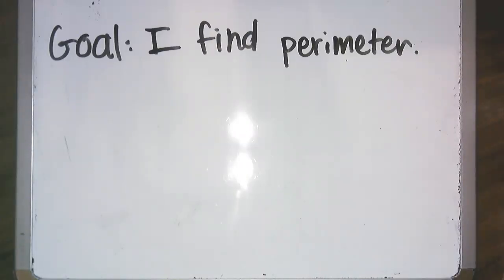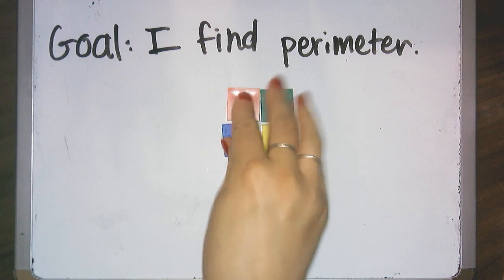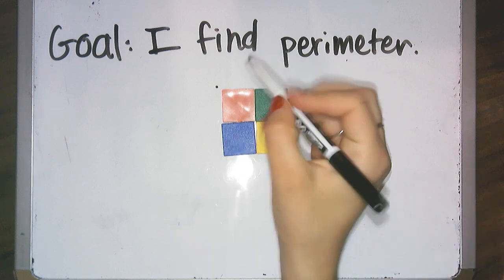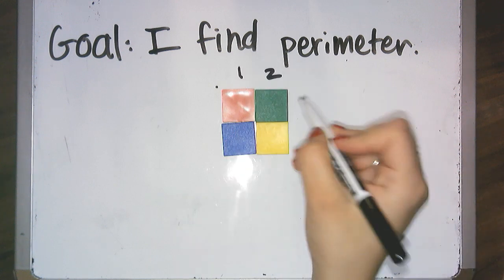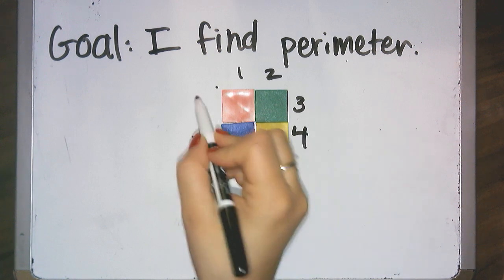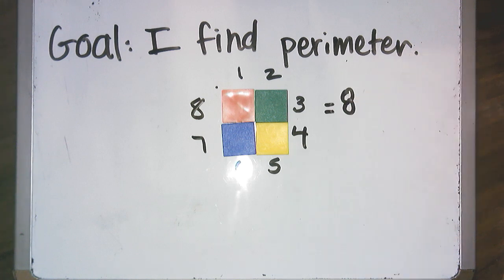Your goal today is to find perimeter. So we just did this in math review, and you'll remember, if we have an object, the perimeter is if you were to start in one place and go around, how many units would you get? So here I would have 1, 2, 3, 4, 5, 6, 7, 8. So the perimeter here equals 8.